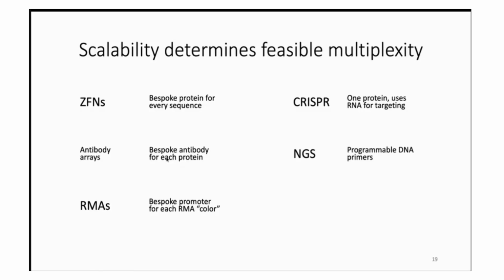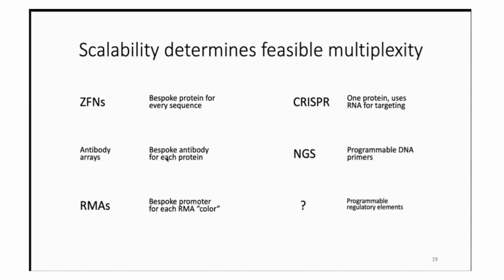So RMAs are in a way the same, because you need a bespoke promoter for each RMA color. So first of all, you have to have colors, so you have to have different luciferases or fluorescent markers or maybe antibodies that you can use for detection. But you also have to tie the gene expression to a specific promoter. And there's a limited number of those promoters, and there isn't that many different things that you can track right now with it, right? So again, it requires bespoke promoters and bespoke barcodes, which means that it is not very scalable.